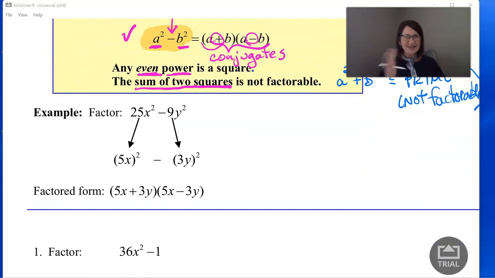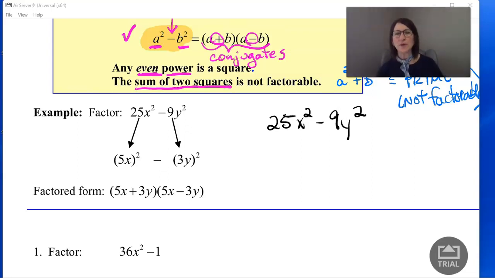Now, this example, I think again, is a little confusing. Let's just start here with 25x squared minus 9y squared. First thing that we notice right away is that 25 is a perfect square, and because we have an even exponent, that is a perfect square. 9 is a perfect square, and because we have an even exponent, that is a perfect square too. The last thing I want to check is that I have a subtraction sign.